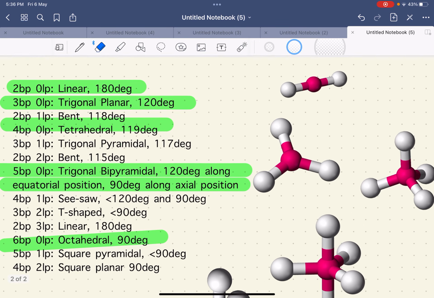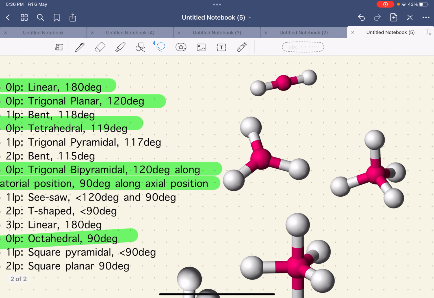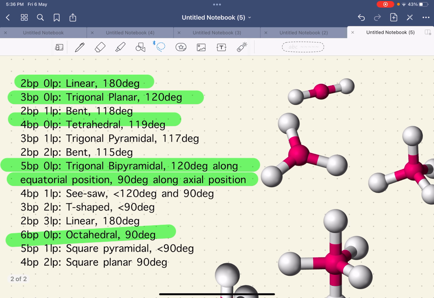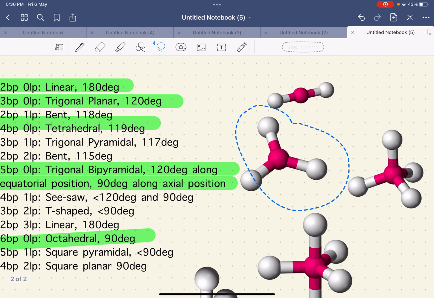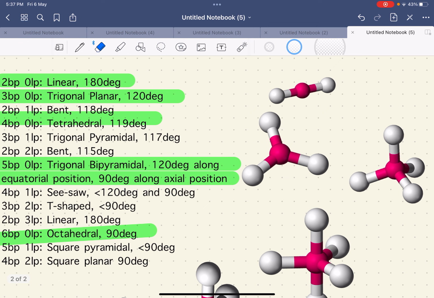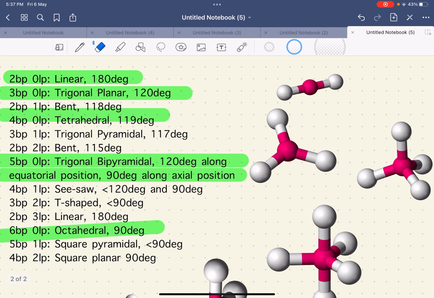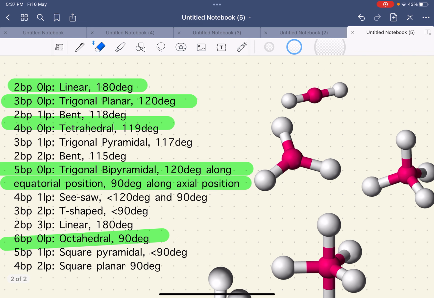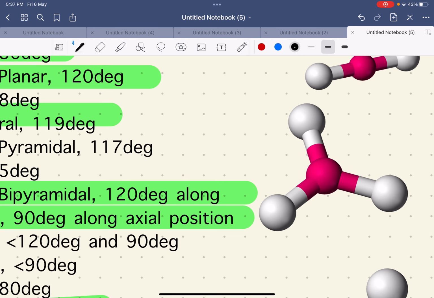Now for the first one, two bond pairs, zero lone pairs, is fairly simple. You can see on the screen here, two bond pairs, zero lone pairs is a linear shape, 180 degrees. That is simple enough. Three bond pairs, zero lone pairs, you have trigonal planar, which is 120 degrees. Now for bend, what we need to know is that for every bond pair we turn into a lone pair, it is minus 2 degrees. So we have a trigonal planar here, where between its different positions it has an angle of 120 degrees.